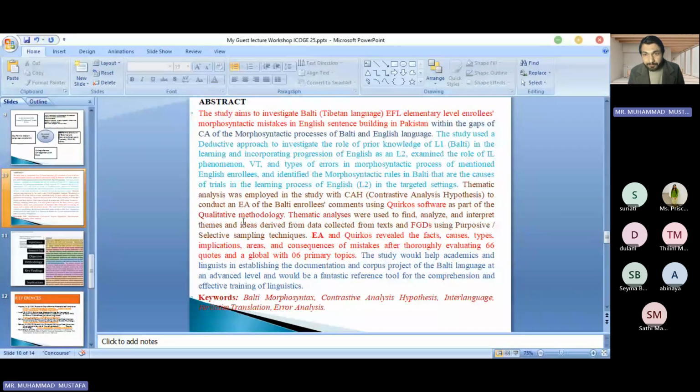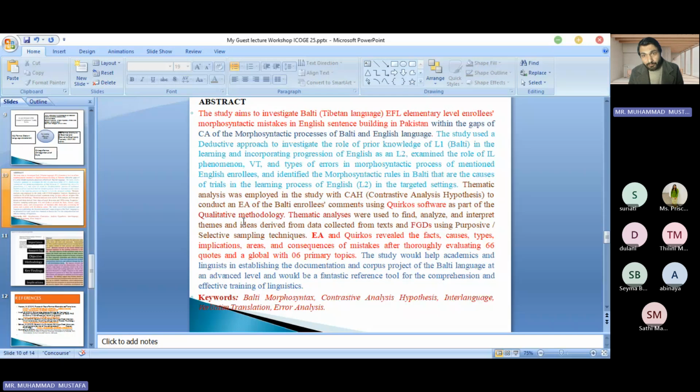Thematic analysis was applied in basically the whole research. So it says that thematic analysis was employed in the study with the contrastive analysis hypothesis to conduct error analysis. Basically, these sentences just mention that thematic analysis, error analysis, or contrastive analysis hypothesis was applied. And one more highlighted in red is the Quirkos software.